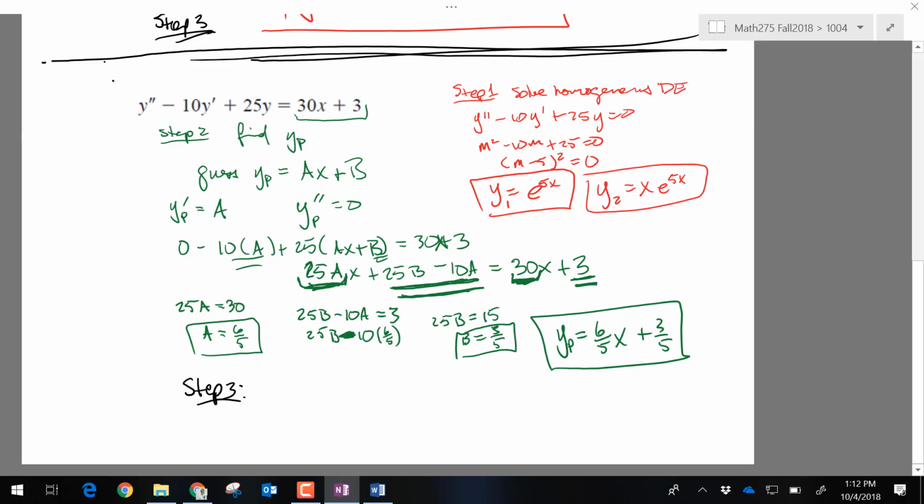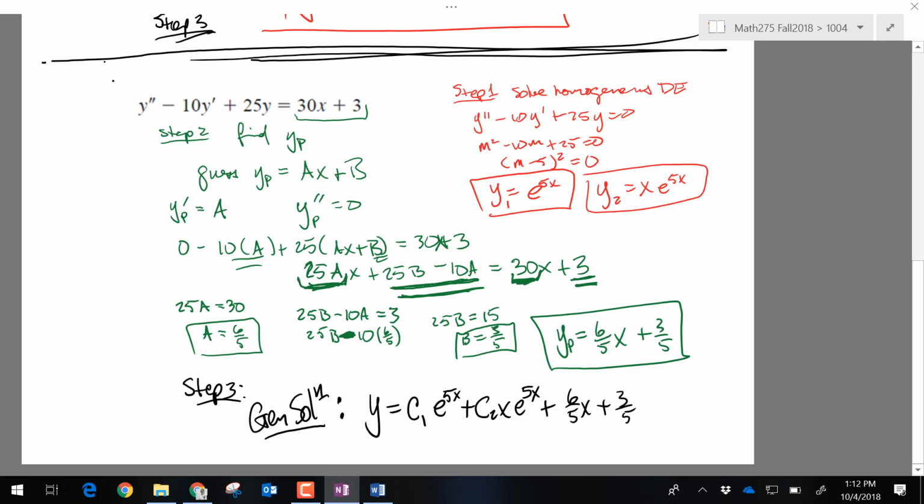Step three, you get your general solution. I usually do this in red. y is equal to C1 times e to the 5x plus C2 times x e to the 5x plus y sub p, 6/5 x plus 3/5. And put this into the original differential equation, you should get the true statement.